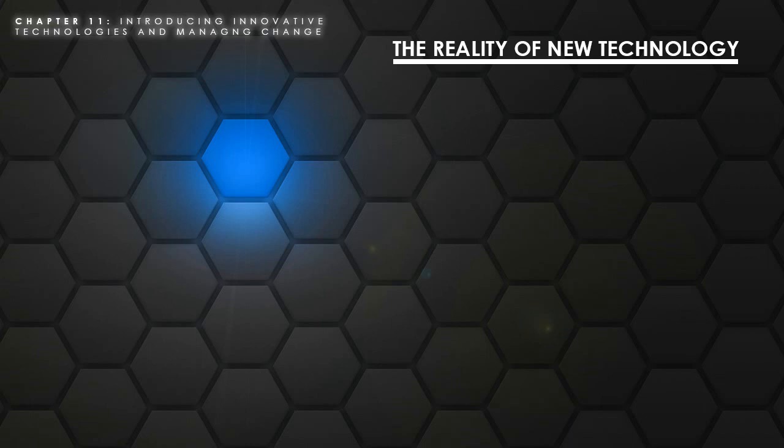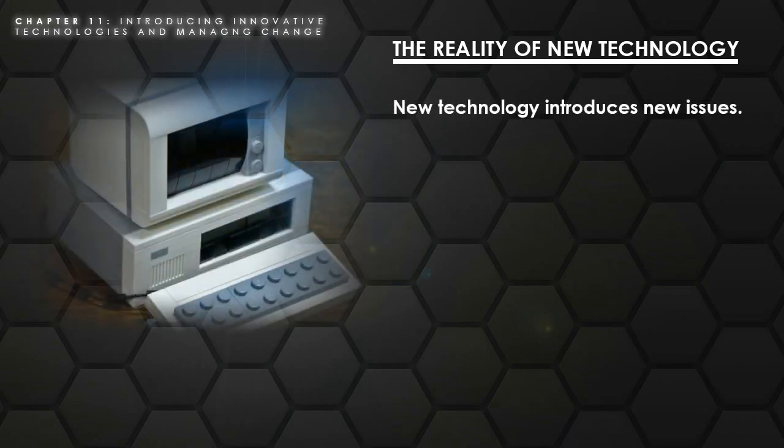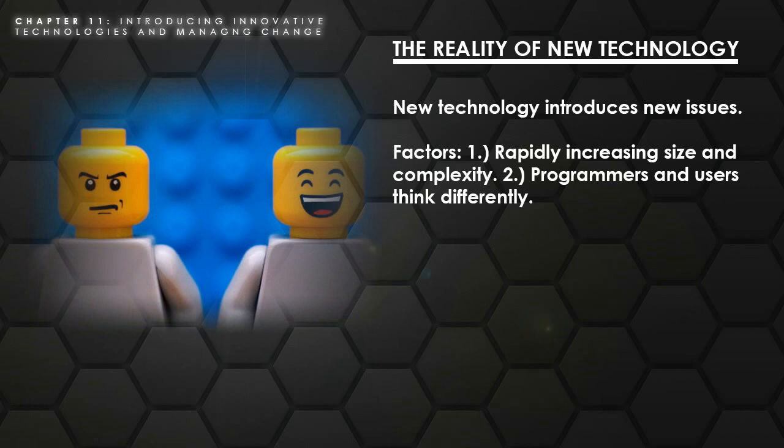When computers first came out, he made an interesting point, saying that computers hadn't solved a single problem, and instead introduced a whole set of issues of learning how to use them effectively. Many factors have contributed to this problem. The first is that technology rapidly increases in size, and the complexity of programs makes it very hard to follow. The second issue is that programmers and users often think very differently from each other.